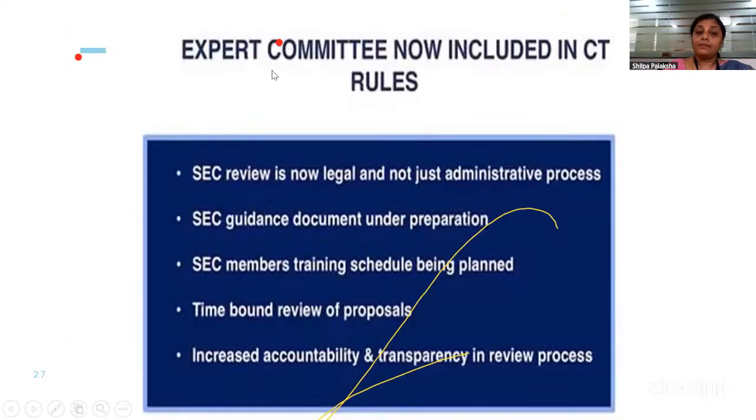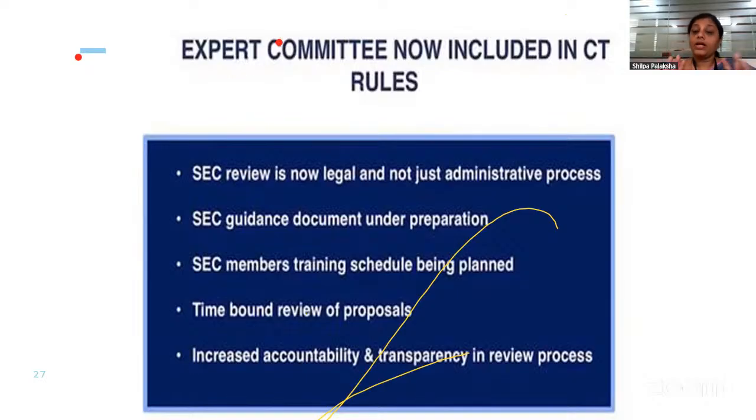Then the expert committee. As I said, there are different committees involved in reviewing the process. In that, the subject expert committee is included in the clinical trial rules, and it is a committee which reviews, and the review is now legal, not just an administrative process.